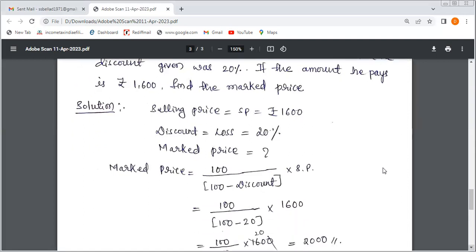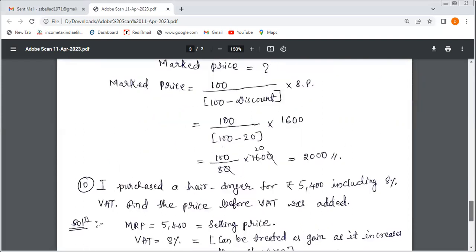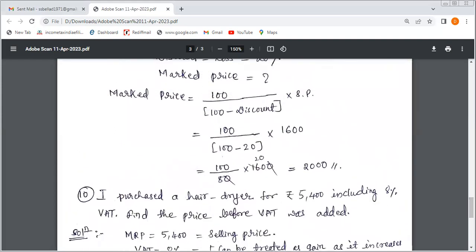So marked price is equal to, as this is the standard formula, 100 divided by 100 minus discount, into selling price. Here I have written discount. Sometimes there will be loss, and we have to write the loss. So I have treated discount as equal to loss here. Both are the same. Either you can write loss or discount here. And so here, 100 divided by 100 minus discount.